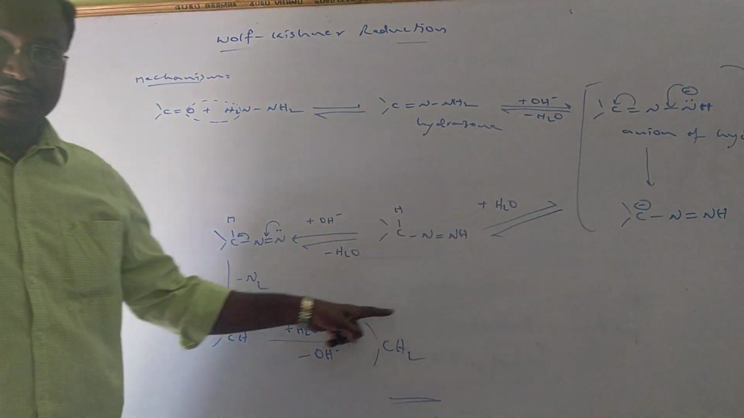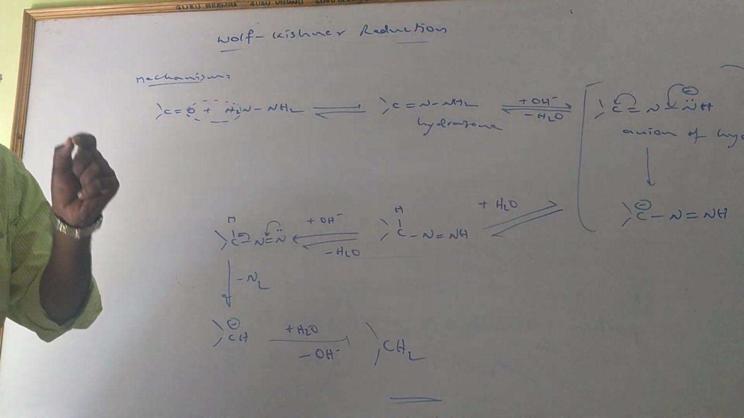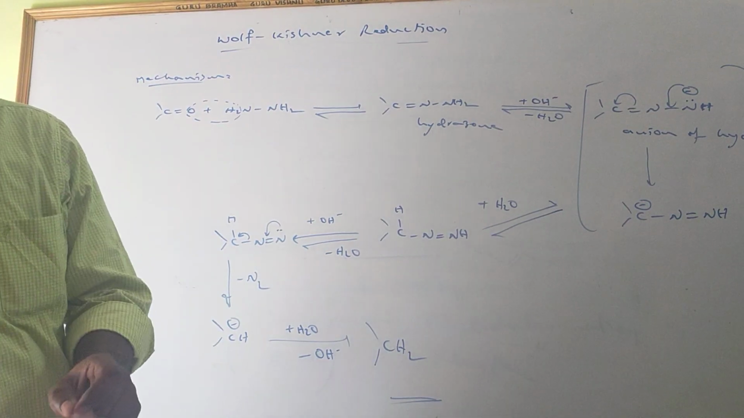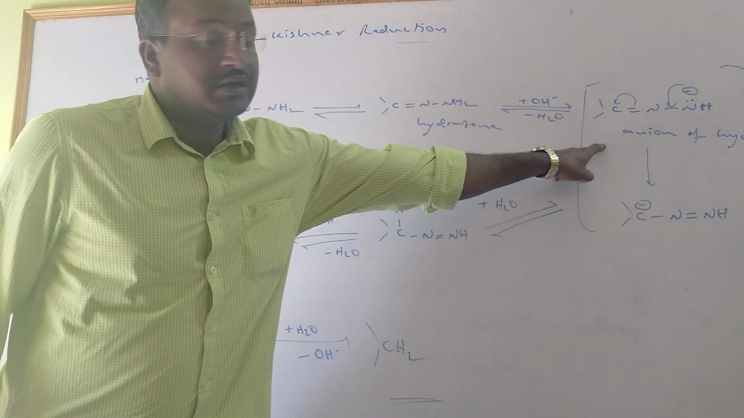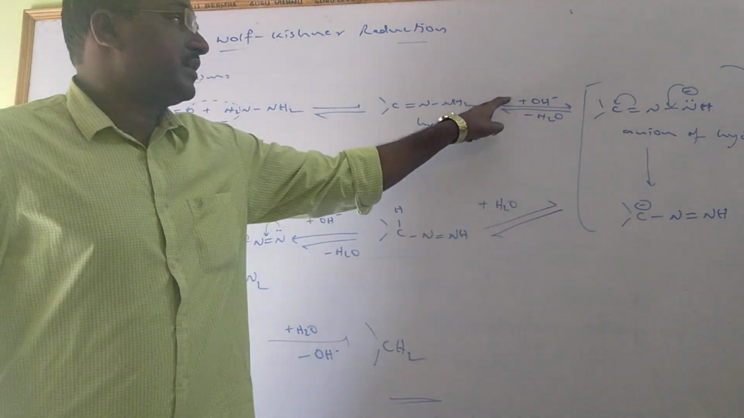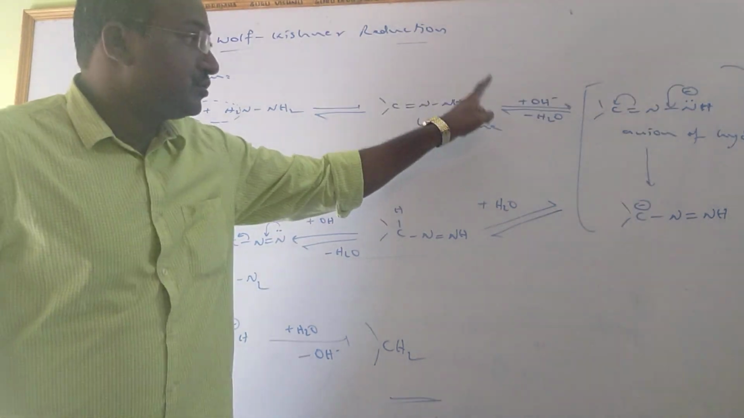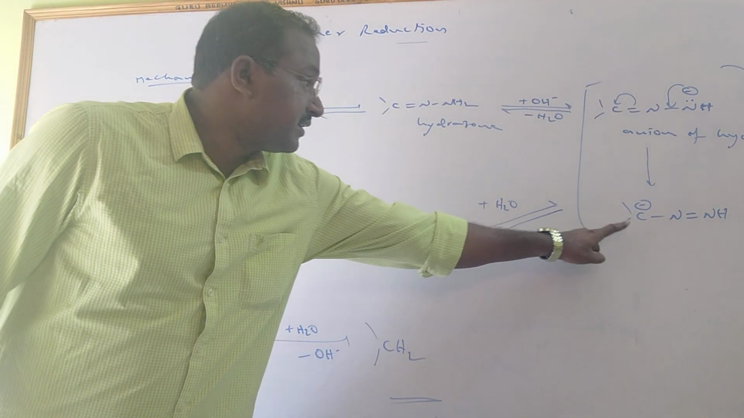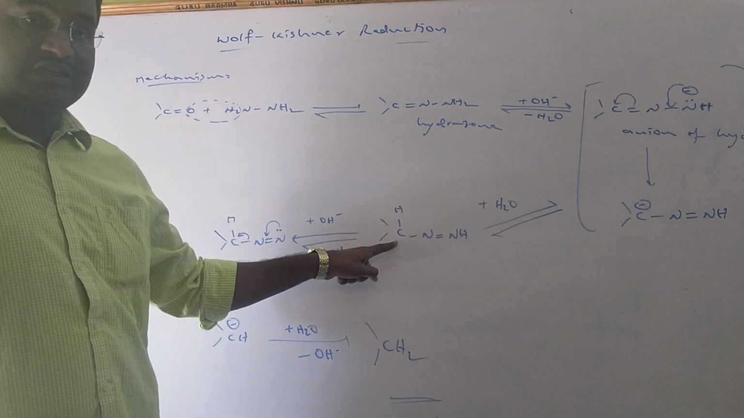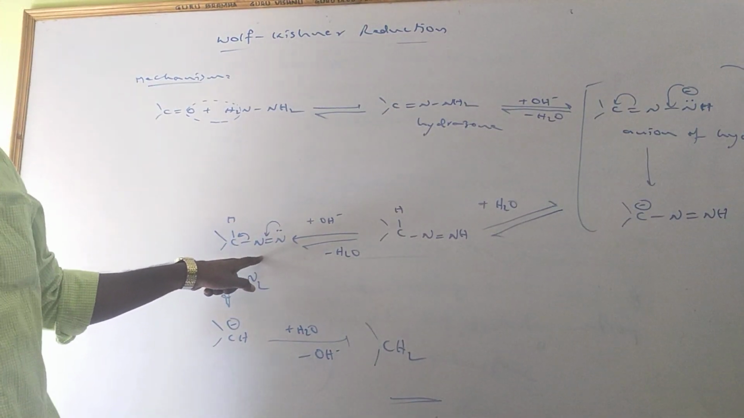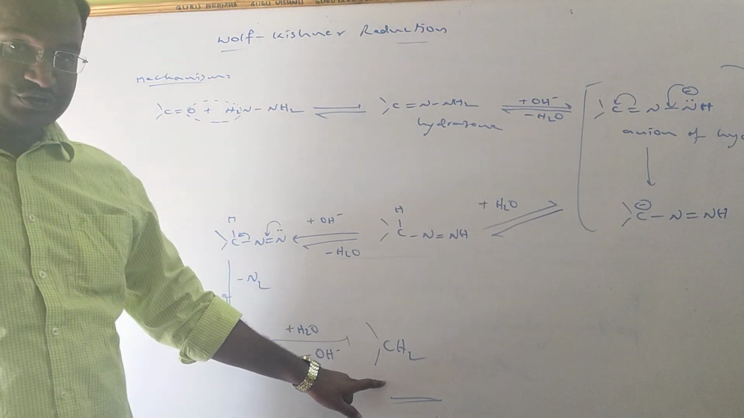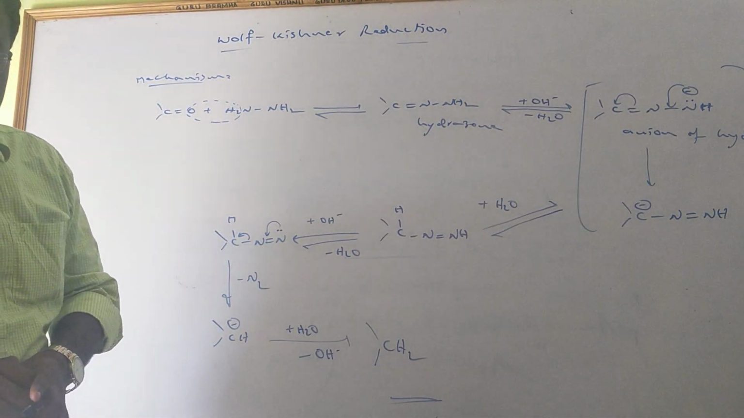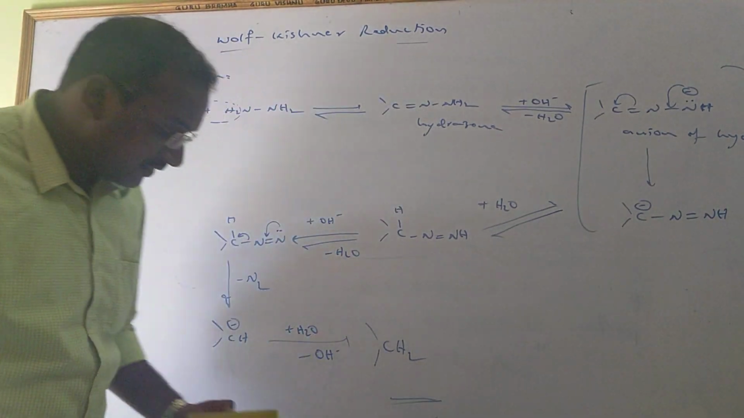This is the mechanism. The main step in this mechanism is the formation of the anion of hydrazone. First, it is formed by the effect of base. So the base should be strong. It will be formed like this. Then protonation takes place. After that, once again an anion will be formed. Then loss of N2 takes place. Like this, the mechanism takes place for Wolff-Kishner reduction.